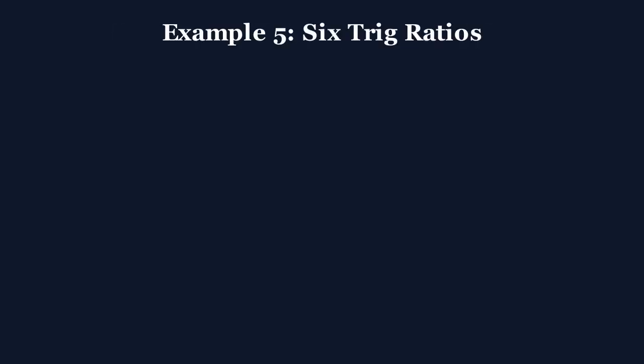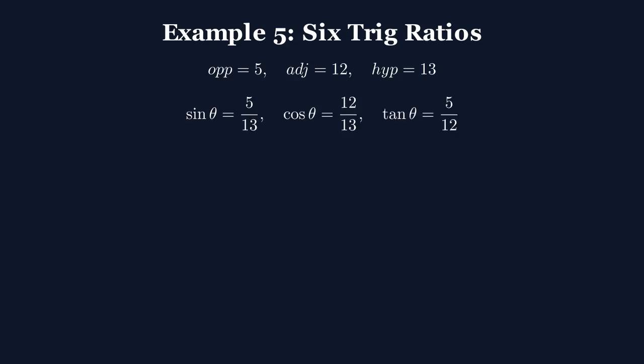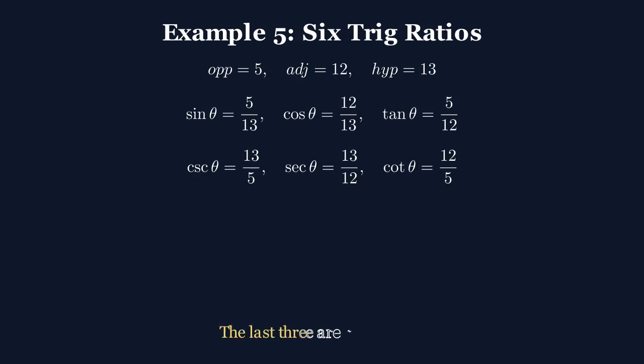Example 5. Find the 6 trig ratios when opposite is 5, adjacent is 12, and hypotenuse is 13. Sine is opposite over hypotenuse, so sine is 5/13. Cosine is adjacent over hypotenuse, so cosine is 12/13. Tangent is opposite over adjacent, so tangent is 5/12. The reciprocals are cosecant 13/5, secant 13/12, and cotangent 12/5.